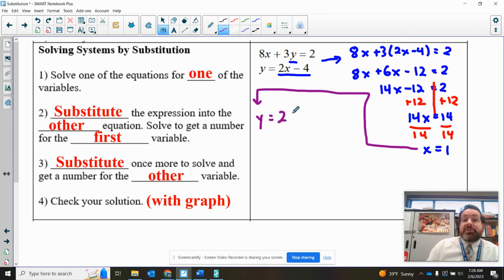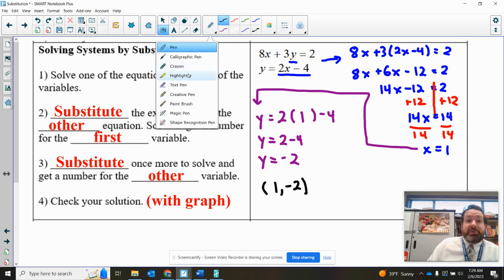Y equals 2 times x. But here's the thing. I know what number x is now. That's what we just found. Okay. So now y equals 2 times 1 minus 4. Well, 2 times 1 is 2. 2 minus 4 is -2. So my solution, my ordered pair, is an x value of 1 and a y value of -2.